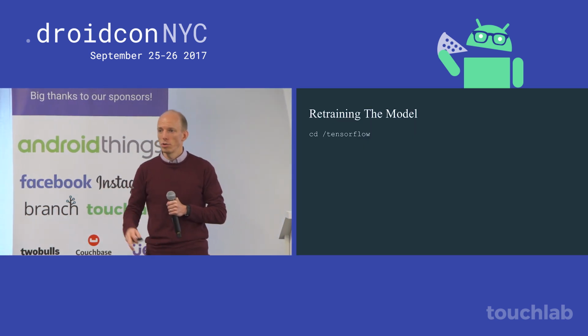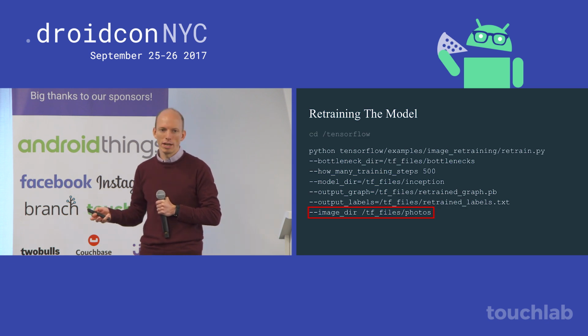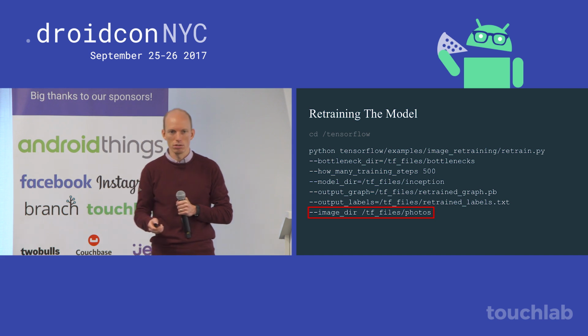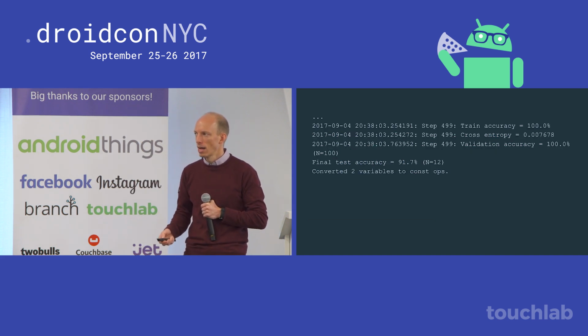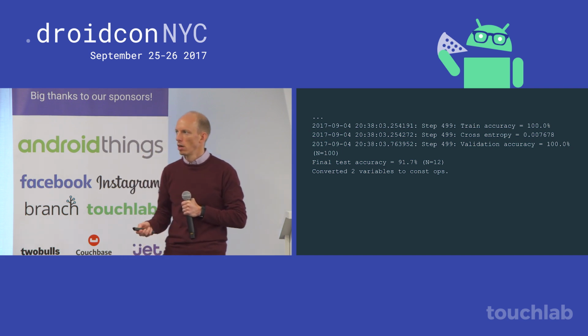So we're in Docker, we change to the TensorFlow folder, and then we have this big command to do the retraining. The only bit we really care about is telling it the location of our files to train with. Everything else is copy and pasted. And it's going to run. I think this one took about 20 minutes on my MacBook.